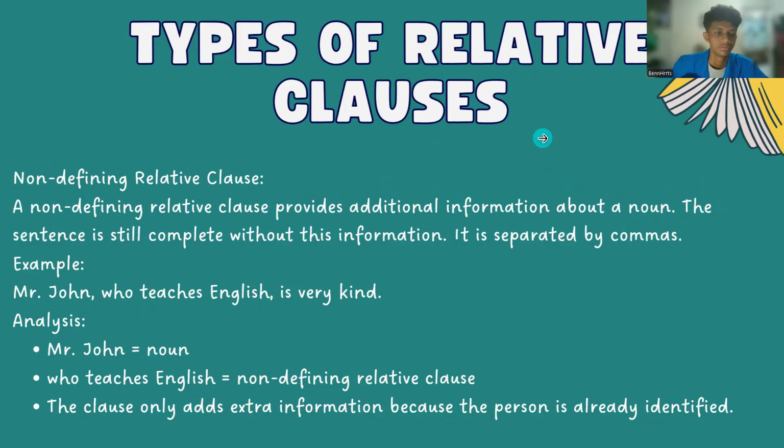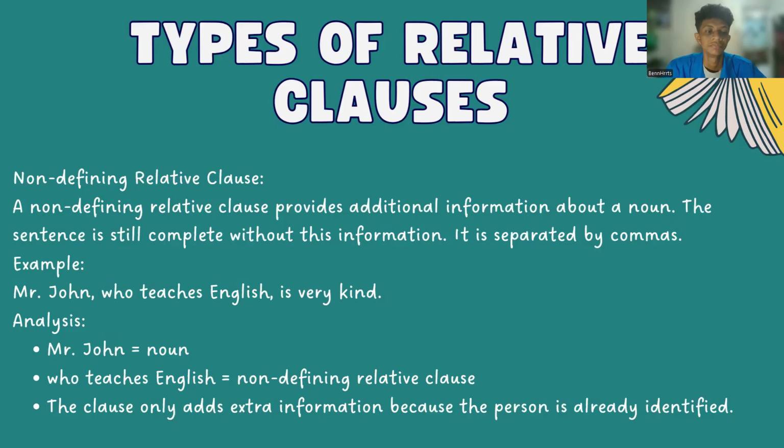And the second type is the non-defining relative clause. A non-defining relative clause provides additional information about a noun. The sentence is still complete without this information. It is separated by commas.